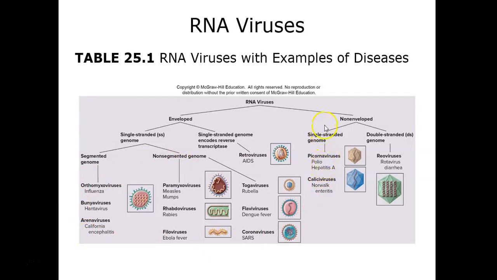We'll also talk about the non-enveloped RNA viruses, and a lot of these are some of the gastrointestinal viruses, the caliciviruses, such as Norwalk virus, and the reoviruses. Be careful, reovirus sounds a lot like retrovirus. The reoviruses are your diarrhea viruses, things like rotavirus, which is particularly impactful for young children.